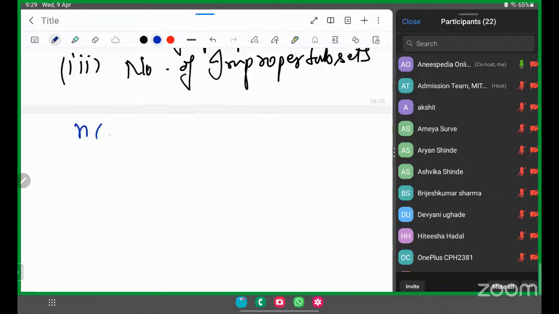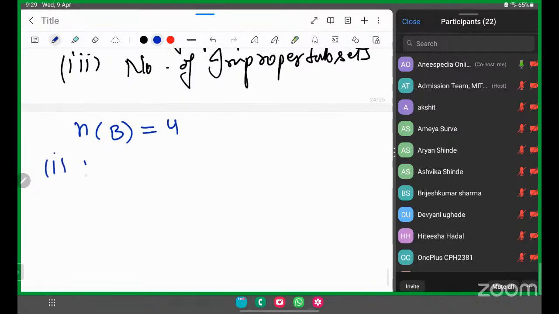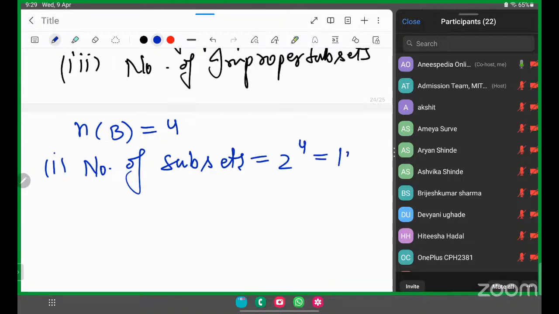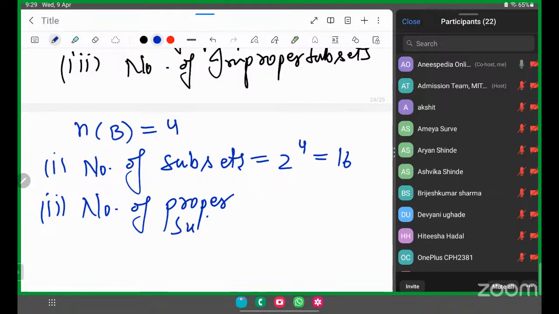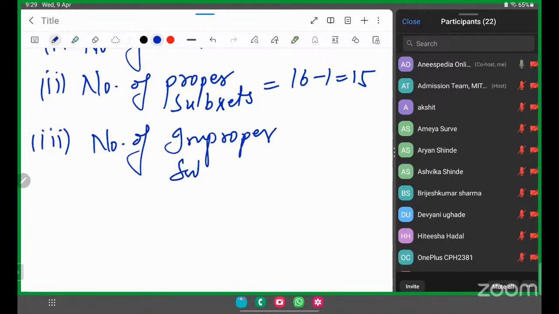If n(B) is how much? 4. So the number of all the subsets will be 2 raised to power 4, that is how much? 16. Second, the number of proper subsets will be how much? 16 minus 1, that is 15. And the number of improper subsets will be what? The number of improper subsets will be 1. Are you getting it?